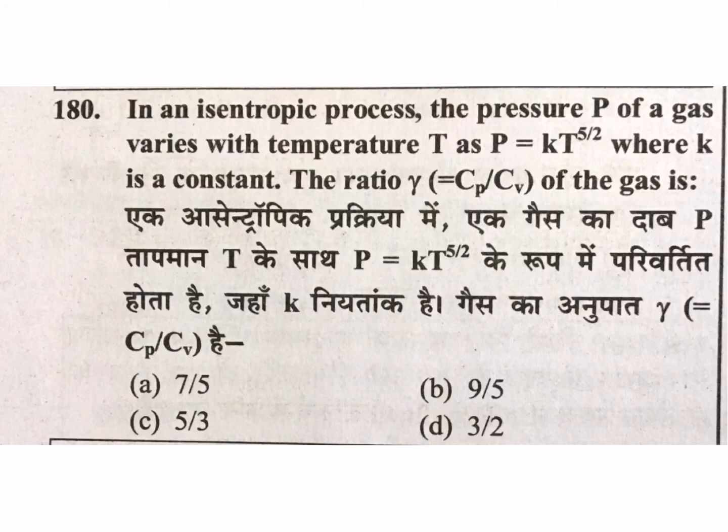The next question. In an isentropic process, the pressure P of a gas varies with temperature T as P equal to K T to the power 5 by 2, where K is constant. We have to calculate the ratio gamma, Cp by Cv. So it's an isentropic process, or reversible adiabatic process. P equal to K T to the power 5 by 2 is given. Gamma value, Cp by Cv, you have to calculate.